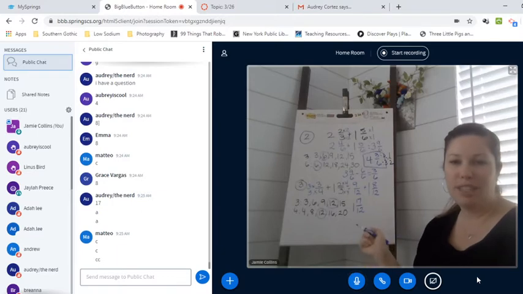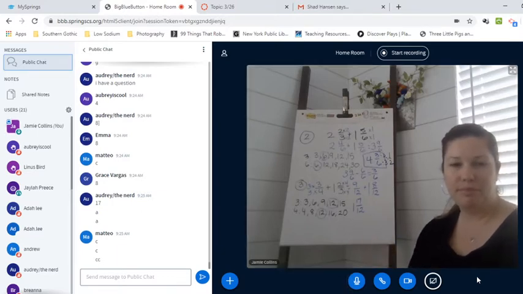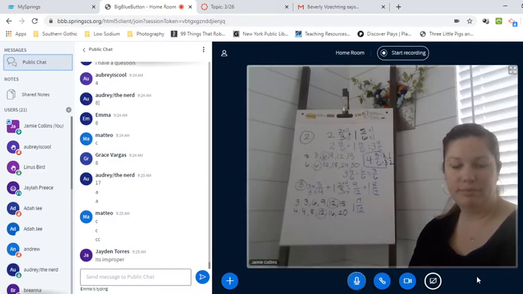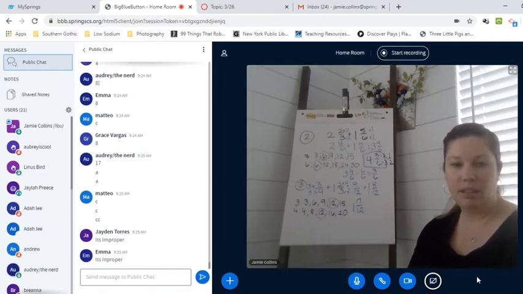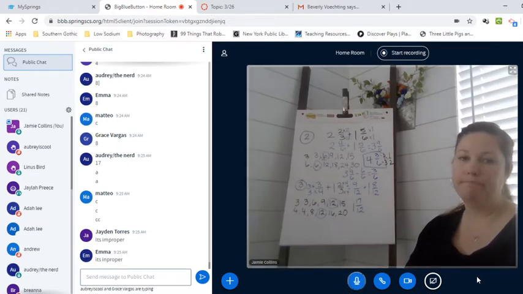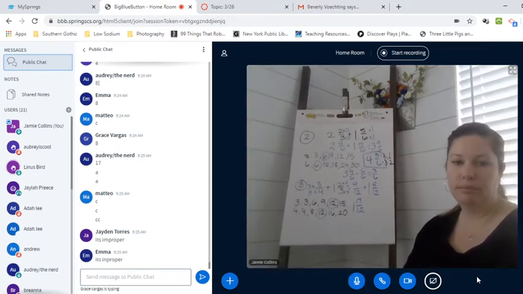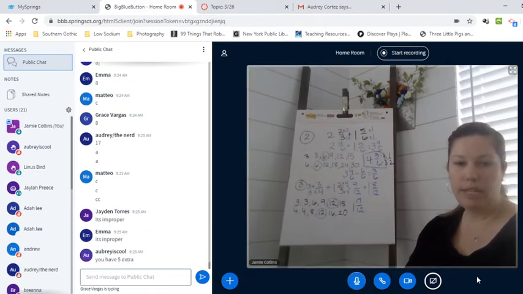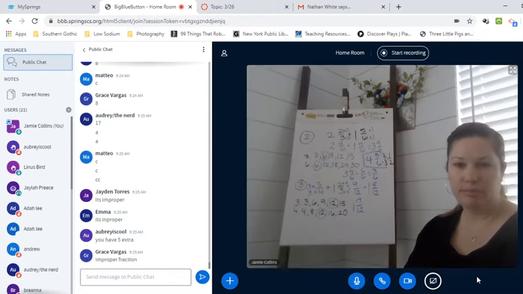Okay, what's wrong with this fraction? Hey, Miss Collins, I have a question. Sure. Can the fraction be improper, or does it have to be proper? It has to be proper. Mrs. Collins, I think I might know. What is it? I don't feel like the top should be 18.